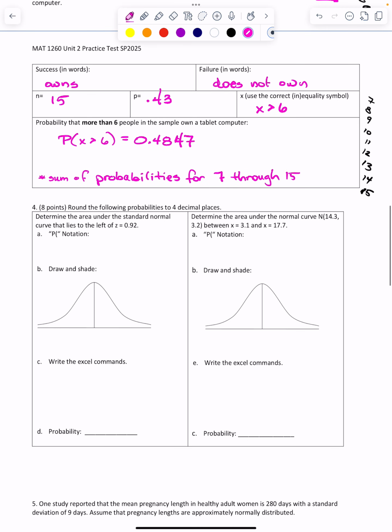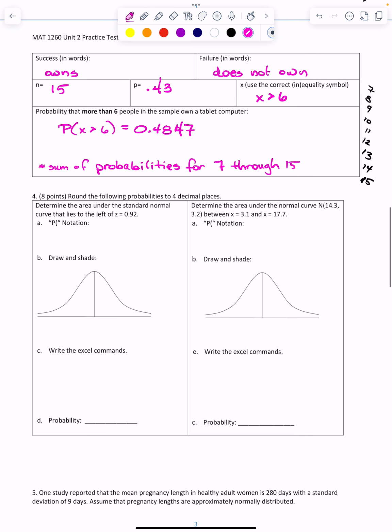So that rounds up the chunk on binomial distributions. Make sure you read the question carefully. If you are solving with a binomial distribution, it will probably say that for you. Okay.